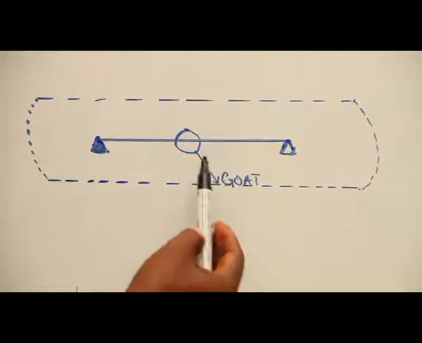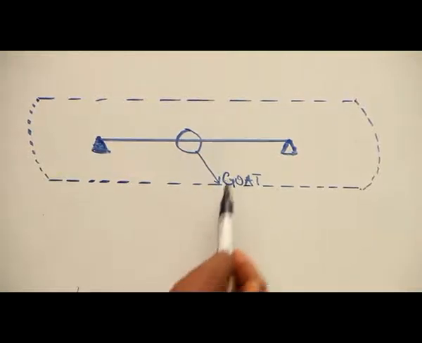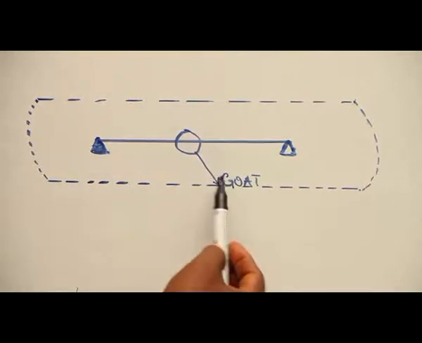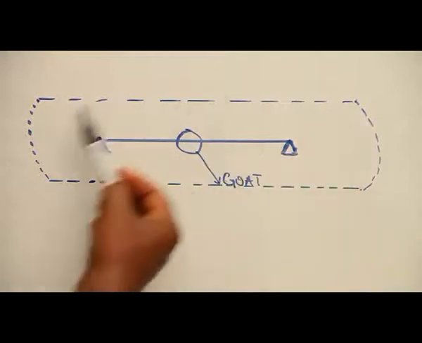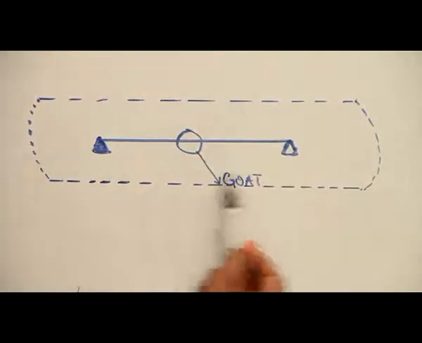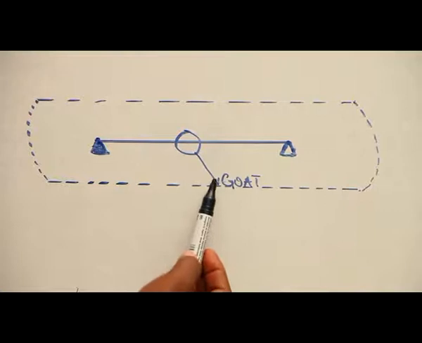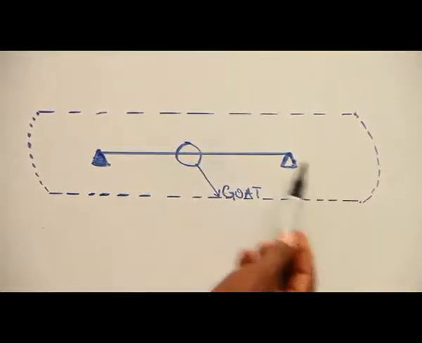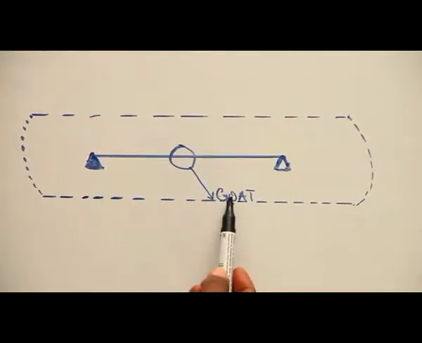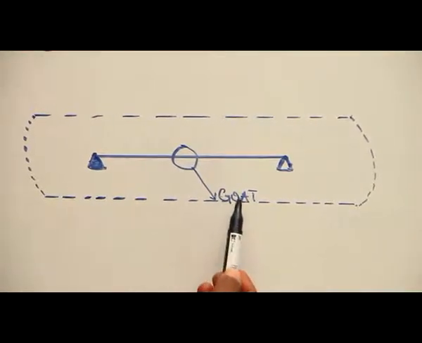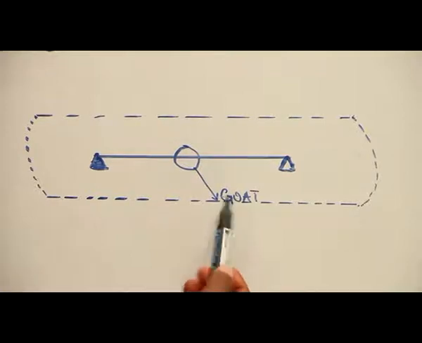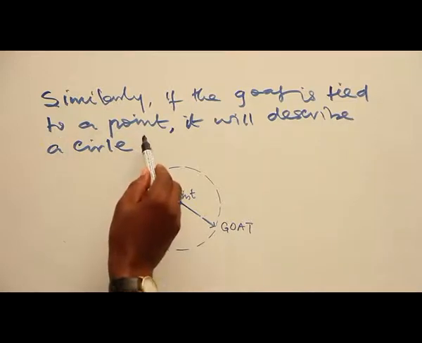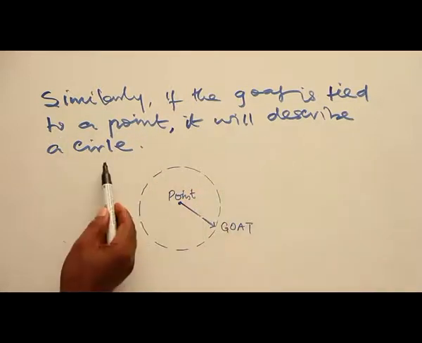In other words, if a goat is tied here and is to feed within the environment where it is tied, it can only feed from the region described by the path that has been traced. So you see, this information now has enabled us to describe the path, and the path that has been traced is an ellipse or an athletic track. Similarly, if the goat is tied to a point, it will describe a circle.